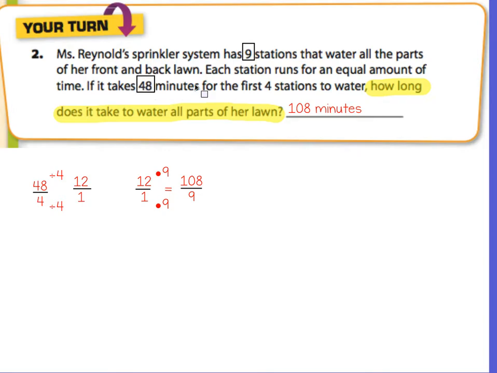And it's 48 minutes for 4 stations. So it took 48 minutes for the first 4 stations. And there are 9 total stations. So what we can do is set up our rate so far. It was 48 minutes over 4 stations. I could reduce that to get 12 minutes per station. I could then multiply that 12 minutes per 1 station by 9 stations, and I would get 108 minutes for 9 stations.